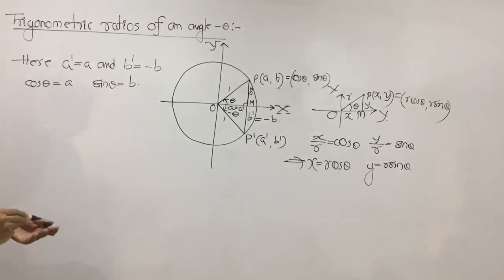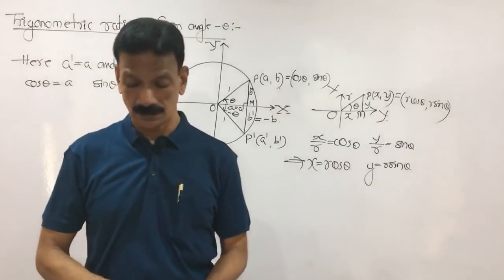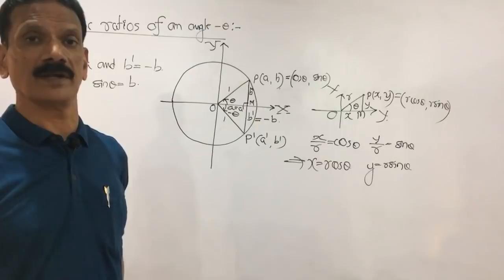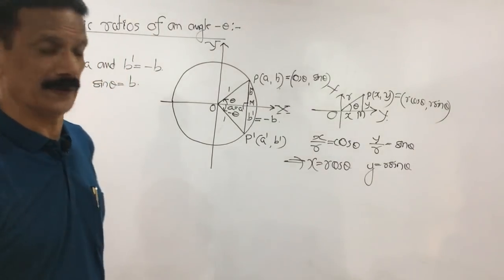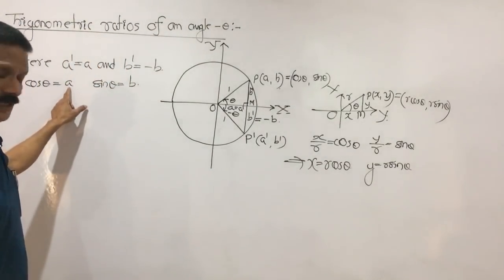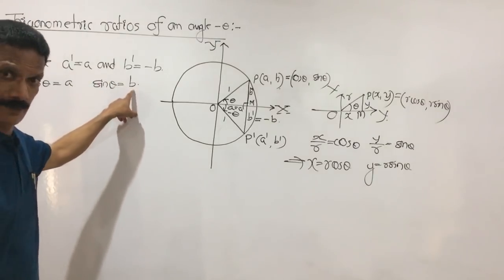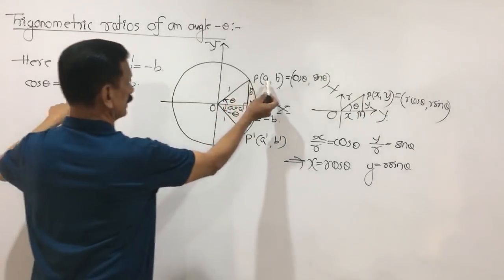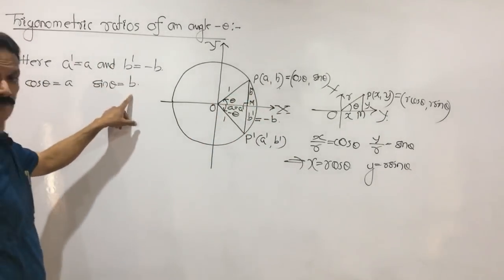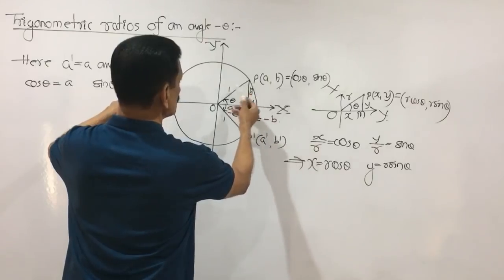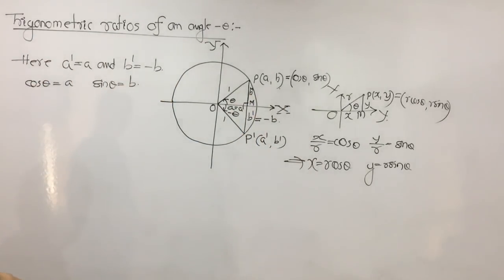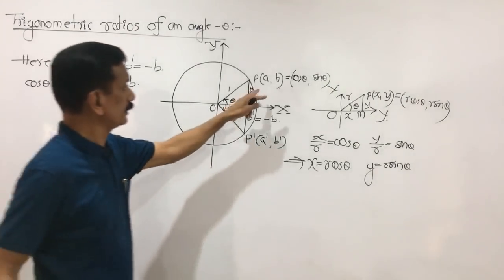Already we have defined the trigonometric ratios of angle theta when we take a unit circle: here you get X by R, and here you get Y by R. X means A divided by 1, which is A, and Y by R means B divided by 1, which is B. Next, the coordinates of the point P we have written.